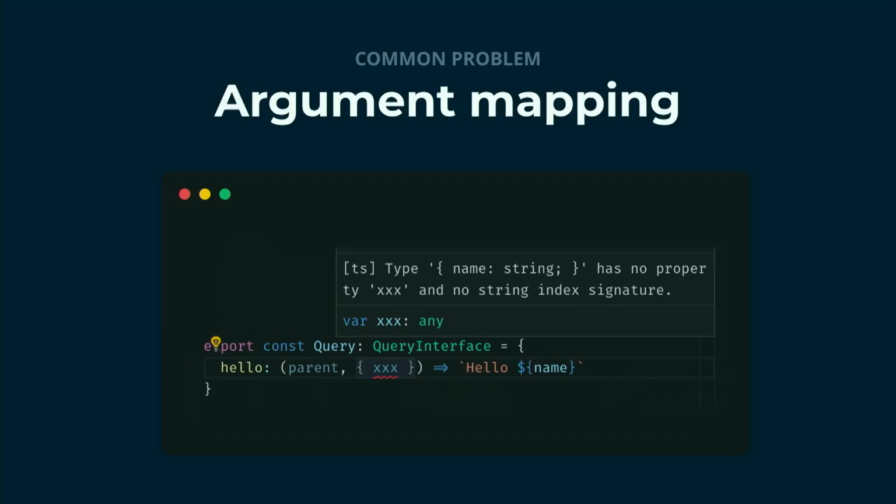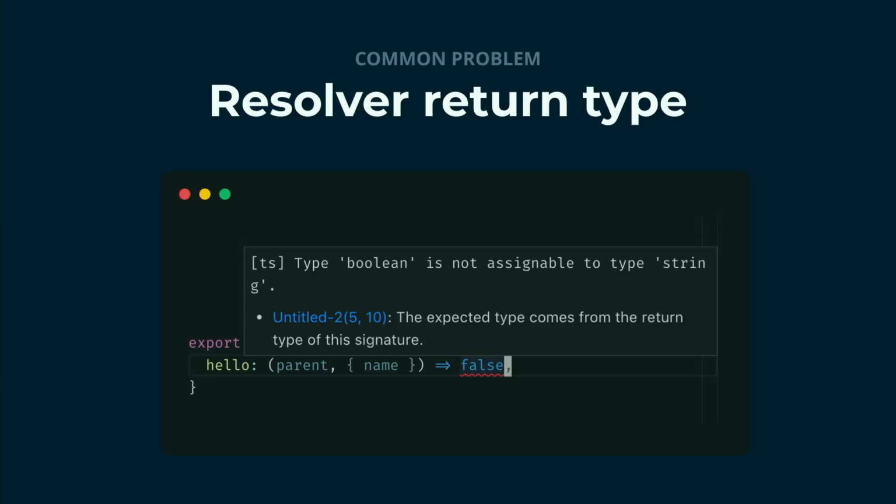Another common problem is if you want to access an argument that doesn't exist, it will also tell you, hey, there's just a name argument available. Another common error, a little bit more subtle but also pretty dangerous, is if you return a value of a wrong type in your resolver. Again, here the type system can tell you, hey, for hello I'm just expecting a string. Boolean, that doesn't work. And all of these problems are now caught by the type system.